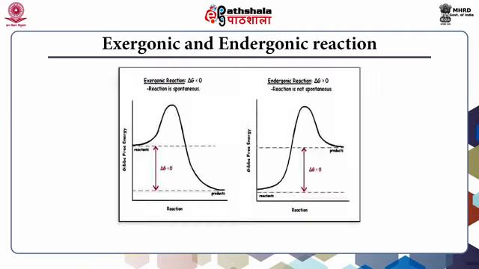In this slide, we see a graphical representation of exergonic and endergonic reactions which we just studied. In the exergonic reaction, the delta G is less than 0, the reaction is spontaneous. In the graph, we see that the energy of the products is less than the energy of the reactants and the reaction can proceed easily. In the endergonic reaction, we will see that the energy of the products is higher than the energy of the reactants. Hence, delta G, which is the difference in the Gibbs free energy of the products and the reactants, is positive or greater than 0 and the reaction is not spontaneous.